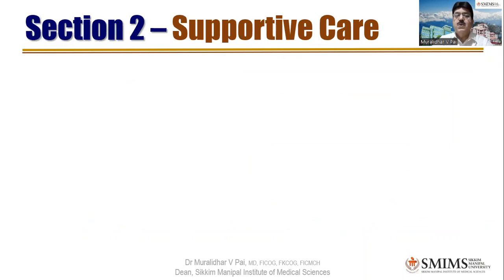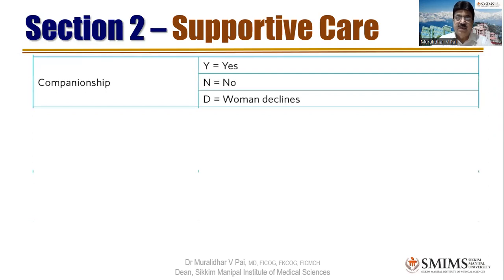So this I've already explained. And now, yesterday I was explaining supportive care and the time went off. So let me start now. The section 2 is the actual labor monitoring and documentation, apart from identification. It is talking about supportive care. What is that? Whether there was a companion or not during her labor. If the companion was there, you write Y, that is yes. And if it was not there, you write N, that is no.